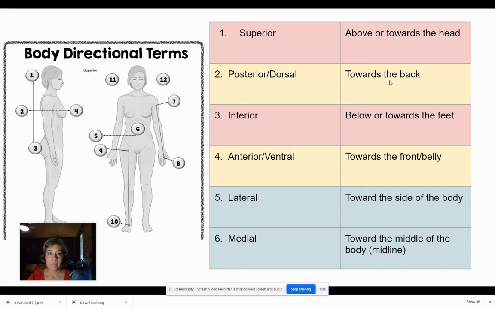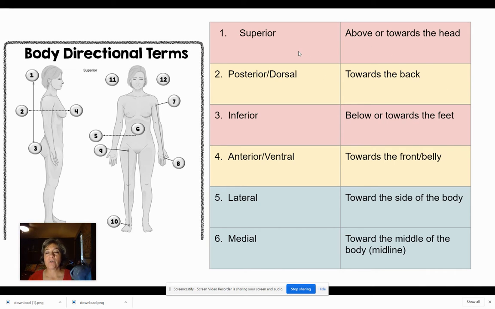Posterior is towards the back. I could say that my gluteus maximus, which is the butt muscle, is posterior to the groin. Say it in your words now. The butt muscle, the gluteus maximus, is behind the groin. So behind or towards the back is posterior.